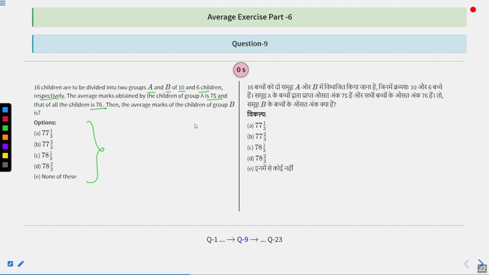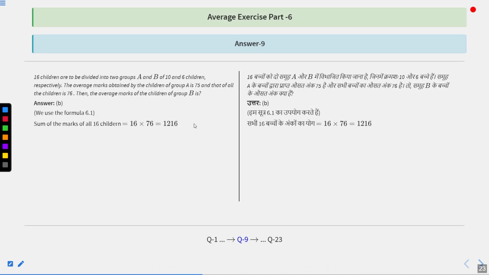Now time's up. Let's see the solution. Now the question says that 16 children are to be divided into 2 groups A and B, of 10 and 6. Clear? And the average of all these 16 students is given, which is 76. So what will be the sum of the total marks of the 16 children? We can write it 16 into 76, which becomes 1216.